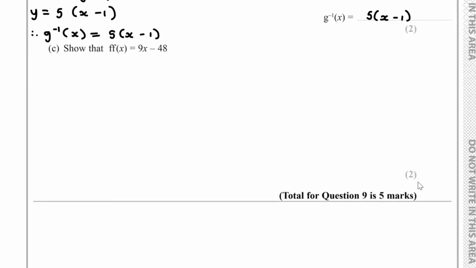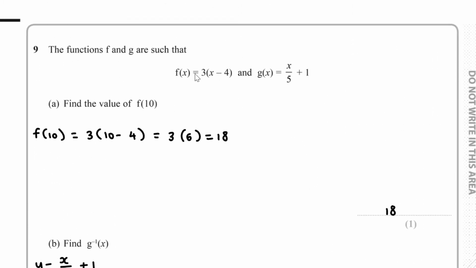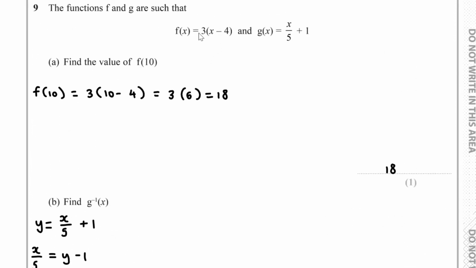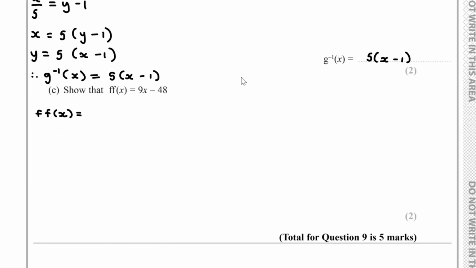And now for part C, we have to show that f of f of x is equal to 9x minus 48. So what we need to do here is recognize that f of f of x, well, here we need to replace the x in f of x with what f of x is. So we replace the x with 3 lots of x minus 4. So this is equal to f of 3 lots of x minus 4.